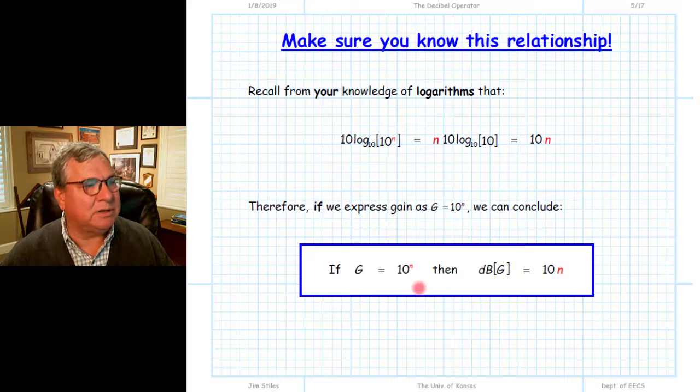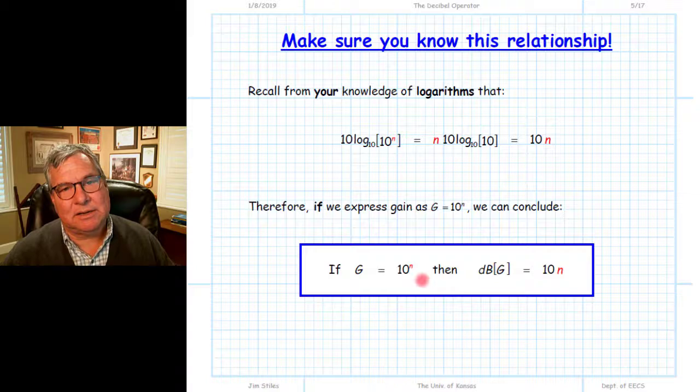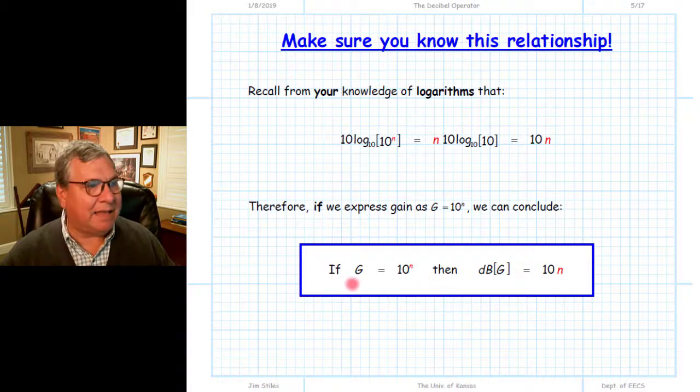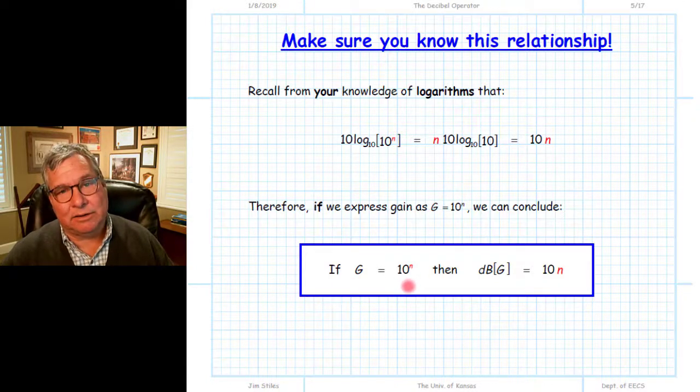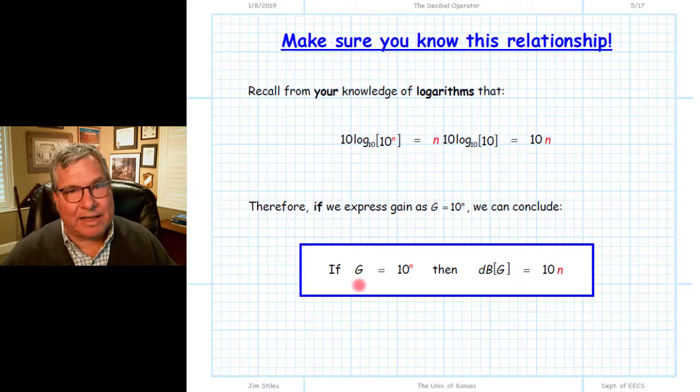Where this is helpful is where we don't really need to take the log to determine what this value of n is. And that would be the case where n is an integer. We know that if we have a gain of 100, that's the same as 10 squared. A gain of 1,000 would be then 10 cubed, and so forth. And so if I do have, let's say, a gain of 1,000, 10 to the third power, I can immediately determine that that gain, when expressed with the decibel operator, is 30. Take the integer and multiply by 10.